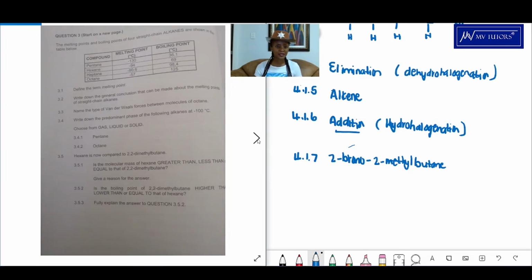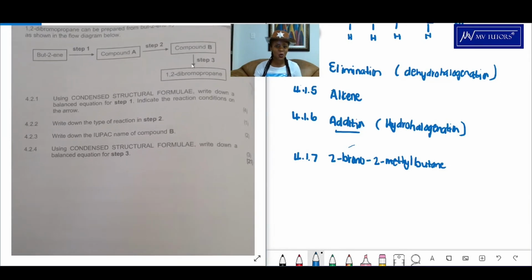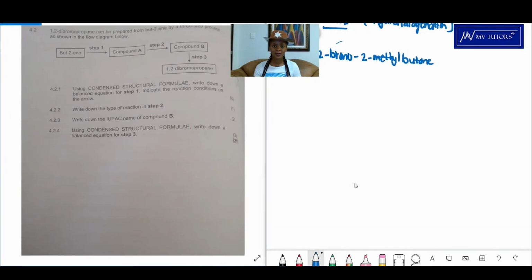I'm gonna have to look for it. It was lost somewhere. Okay, this is not put well together. So 4.2, part of it has been cut off, but we can make it out for you. So 1,2 dibromopropane can be prepared from butene. Okay, so they're telling us, if you have butene, this is butene.